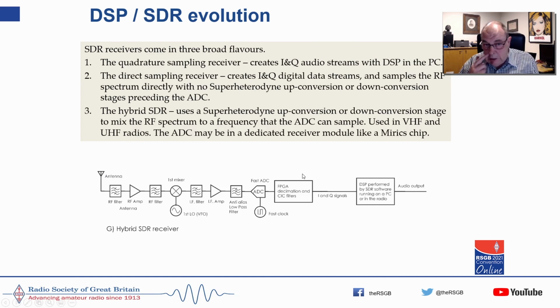They're used mostly in VHF and UHF radios because you can't get ADCs that will sample fast enough to sample up past about 160 odd megahertz. After that, you need to be able to reduce the frequency down, and typically you reduce it down quite a lot. In the Yaesu radios, for example, it's mixed down to 36 kilohertz. So the SDR ADC doesn't have to be particularly special at all.